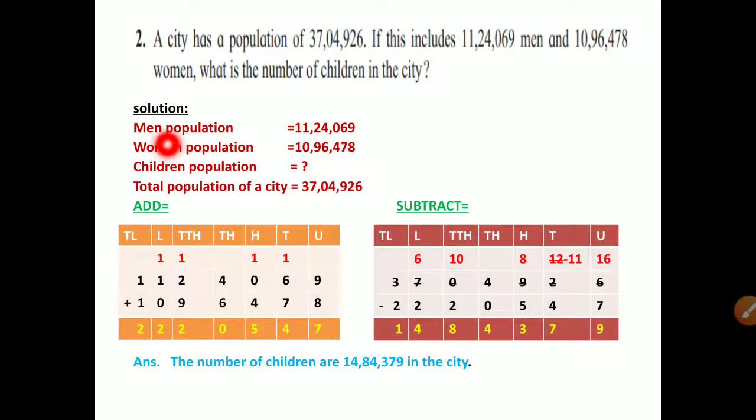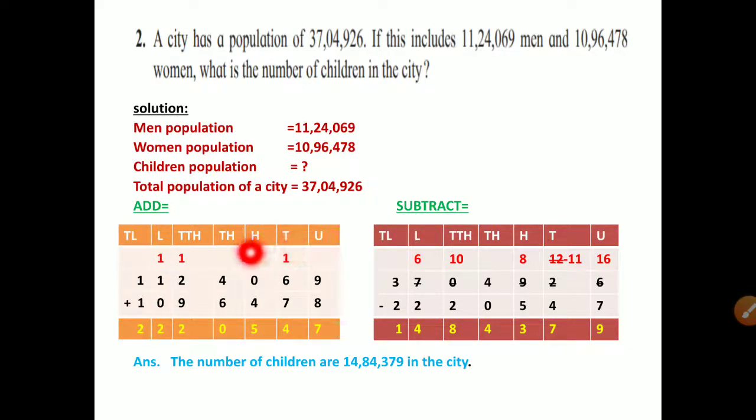Solution: men population 11,24,069, women population 10,96,478, children population we need to find out. So we will put question mark. Total population of a city is given 37,04,926. First we will add population of men and women. Draw this box with the help of scale and pencil.